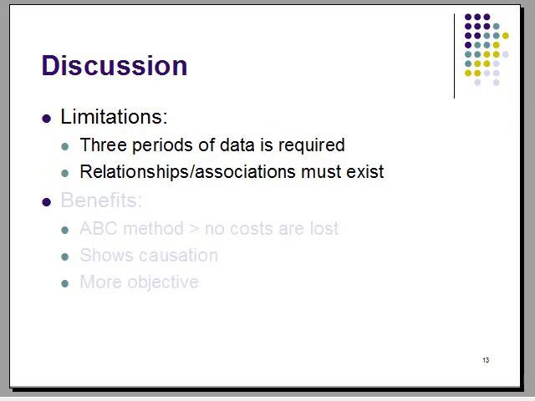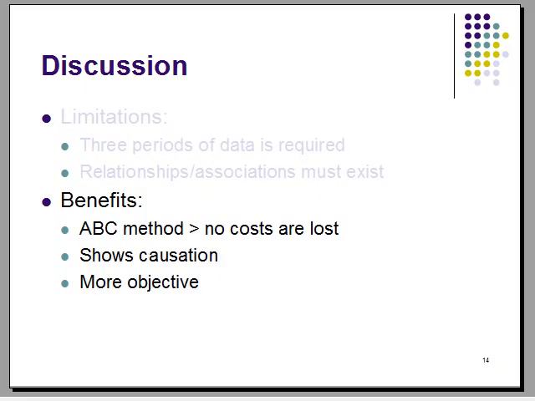There are both limitations and benefits to this analysis. According to Alimi's paper called Measuring the Business Value of IT, causal analysis requires that data is available and that it includes at least 3 periods of data. Also, relationships or associations must exist between the variables. If these two conditions don't exist, analysis is impossible.